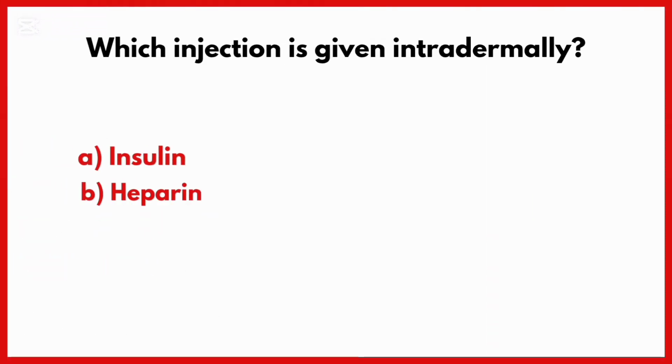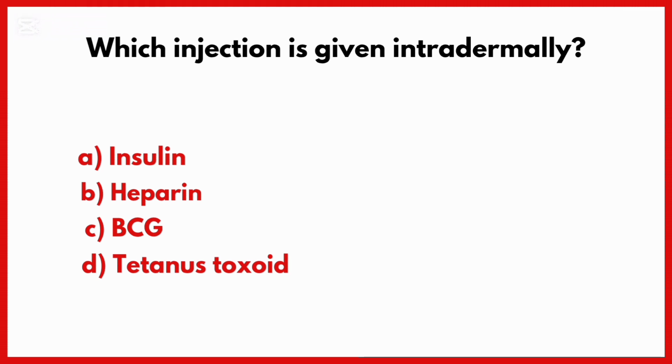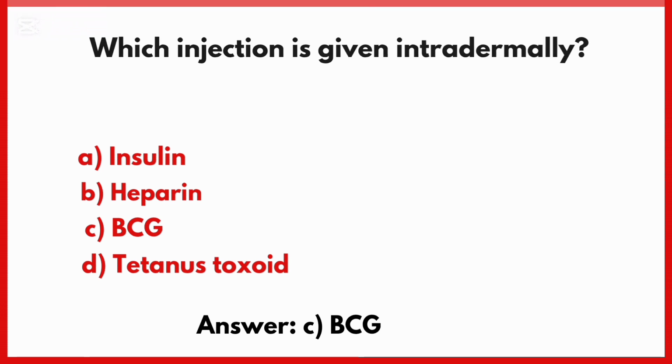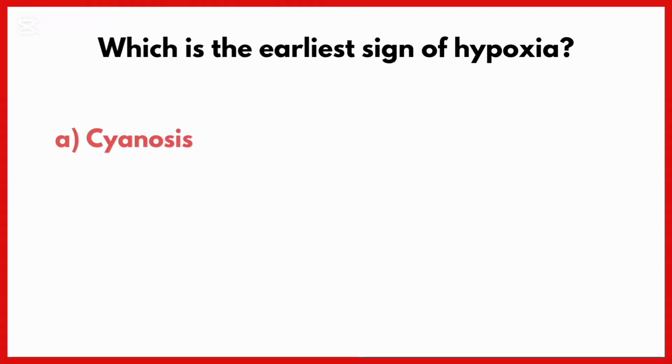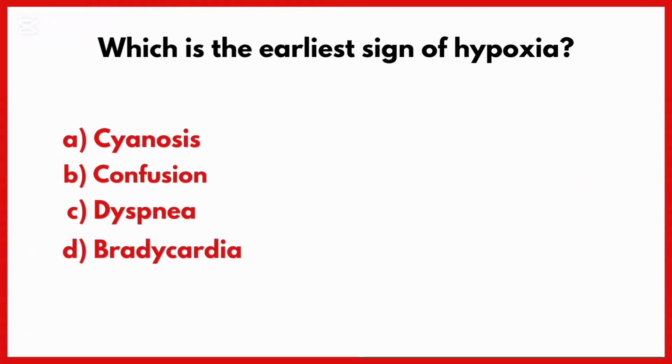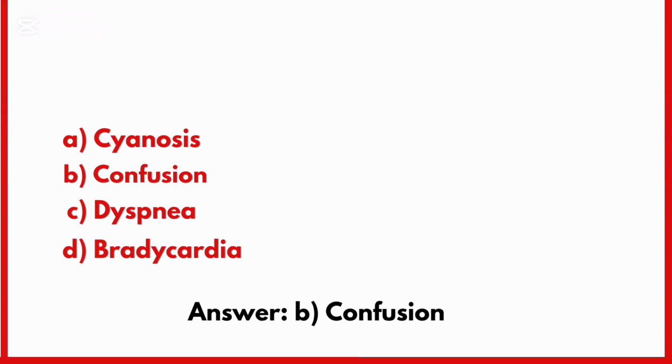Which injection is given intradermally? Correct answer is option C, BCG. Which is the earliest sign of hypoxia? Correct answer is option B, confusion.